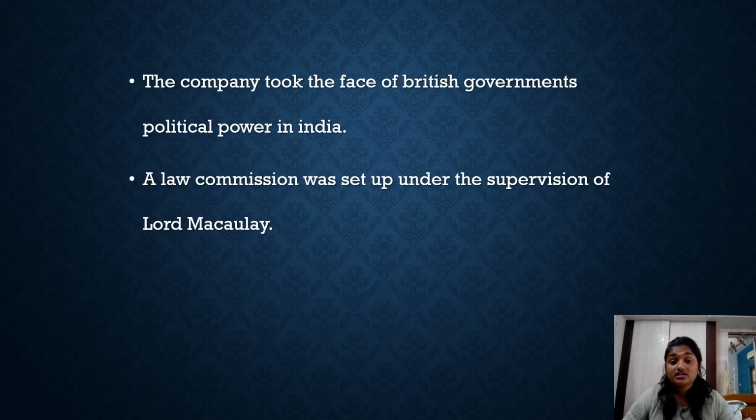So after the third Charter Act, it is becoming a centralized power. So East India Company has become a centralized power now, and they are representing a face as the British government in India. So they are the face of the British government's political power in India, and now they are making a commission, and that's called a law commission. And it is set up by the East India Company.